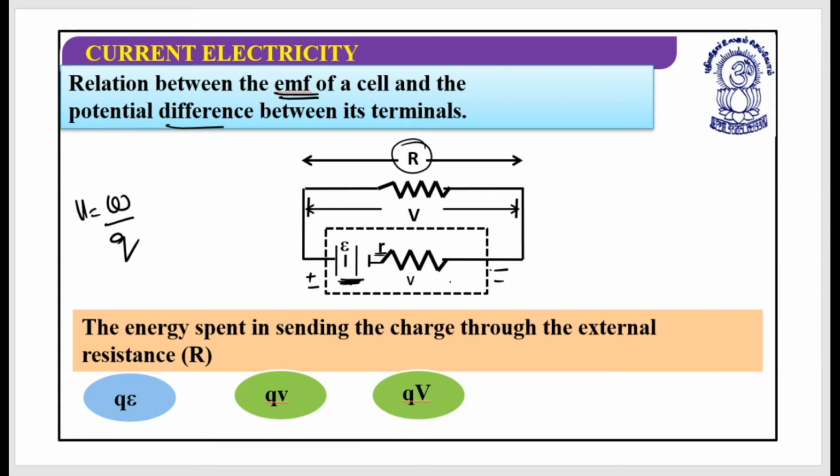So if I write down the work done, the energy spent in sending the charge through the external resistance R, this work done is Q into E. For the voltage across the internal resistance r, it's Q into small v. And for this potential drop, it is equal to Q into capital V. I hope these things are clear. Is it clear? Any issue in this?